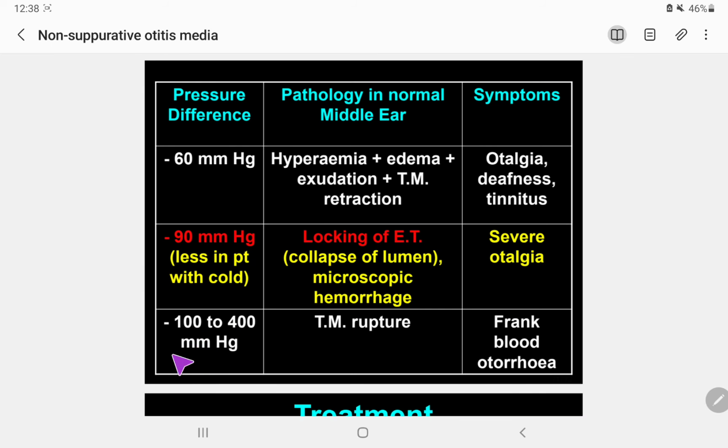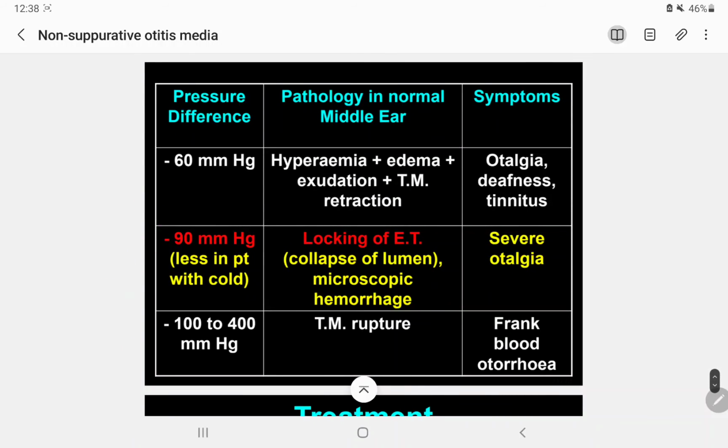And if the pressure difference is 100 to 400 millimeter of mercury, then that will cause rupture, right? And then frank blood and otorrhea present as a symptom. So these are the pressure changes over time, and the symptoms, how they progress. So at 60 mm of Hg, nothing was happening, right? So hyperemic eustachian tube with edema and retraction, exudation, and then tympanic membrane retraction was occurring, and symptoms were also mild, like a small degree of otalgia and a small degree of CHL, and then tinnitus.